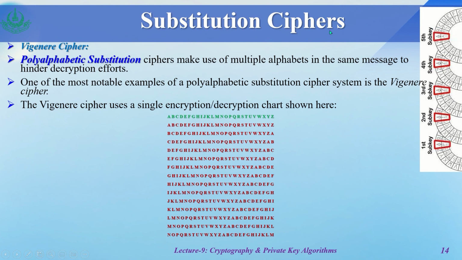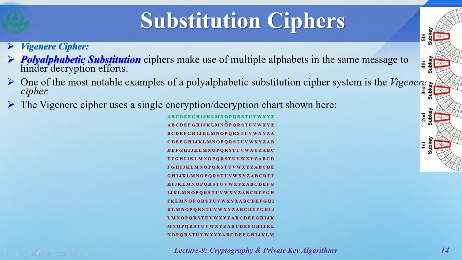Next substitution cipher is the Vigenère cipher. Polyalphabetic substitution cipher. A cipher makes use of multiple alphabets in the same message to hinder decryption efforts. One of the most notable examples of a polyalphabetic substitution cipher system is the Vigenère cipher. The Vigenère cipher uses a single encryption and decryption chart shown here.